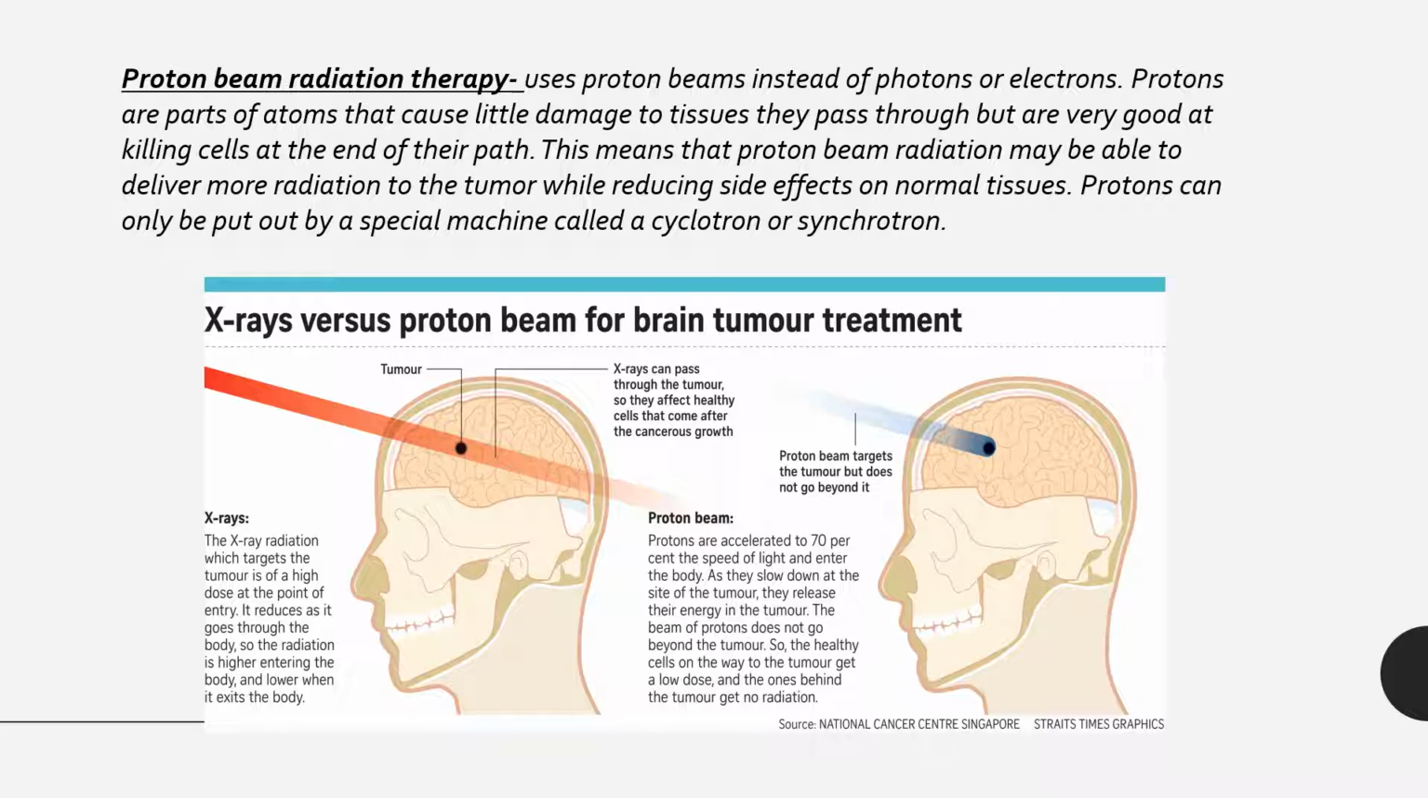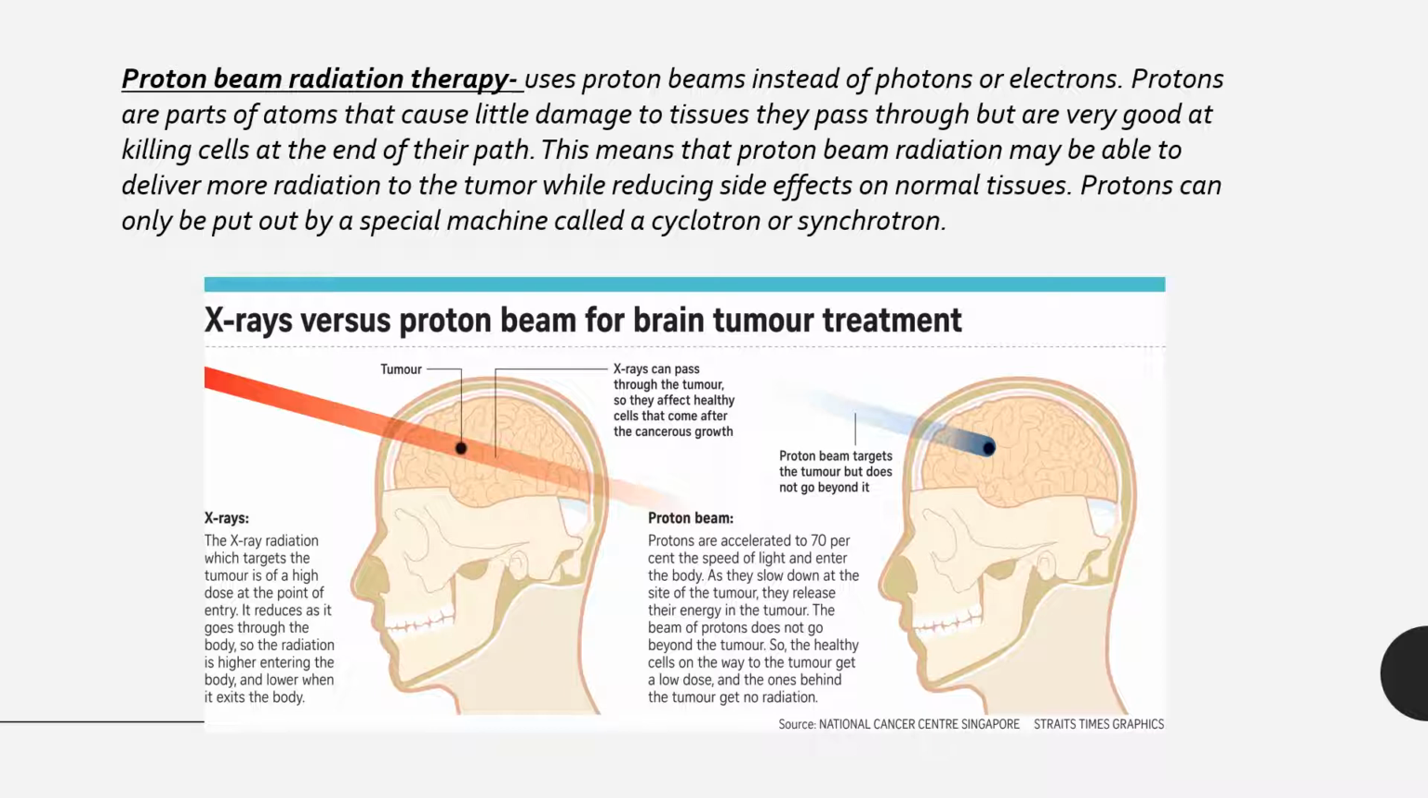Proton beam radiation therapy uses proton beams instead of photons or electrons. Protons are parts of atoms that cause little damage to tissues they pass through, but are very good at killing cells at the end of their path. This means that proton beam radiation may be able to deliver more radiation to the tumor while reducing side effects on normal tissues. Protons can only be put out by a special machine called a cyclotron or a synchrotron, which we discussed earlier in the PowerPoint.